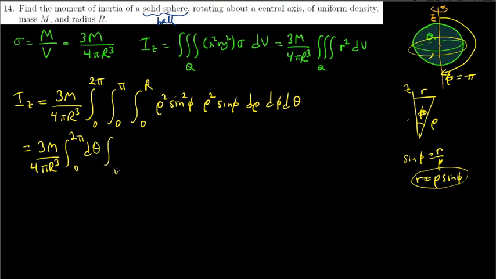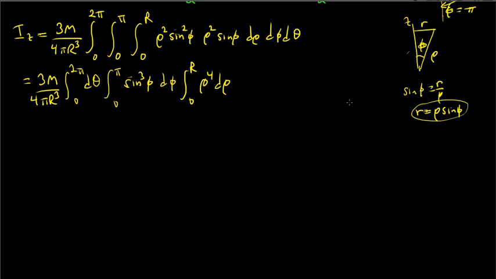But the rest, so 0 to pi, this is going to be sine cubed of phi, d phi, and then from 0 to capital R is rho to the 4th, d rho. So yeah, all three of these integrals are independent. The limits of integration are all constants, and this is all just a product. So we can split it up as the product of these three integrals. And don't forget the constant here, 3m over 4 pi r cubed, right?